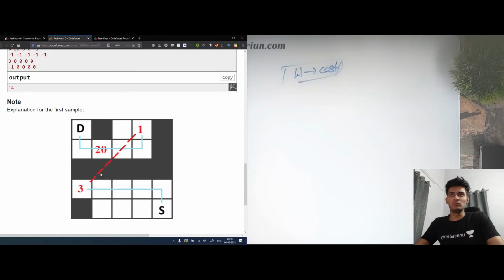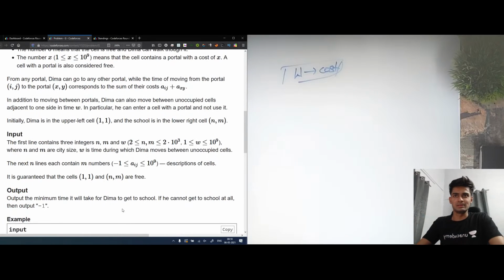Then these red ones are actually portals. From any portal we can move to any other portal, and these 1, 3 and 20 are the costs. So if I want to move from this 1 to this 20, the cost will be 20 plus 1. So if I'm at this particular index and I have to move to this 20, I'll have to pay 21. Similarly, if I move from this 1 to this 3, I'll have to pay 4, that is 1 plus 3. And so basically this is the start and we need to move till this destination, or I think it's vice versa.